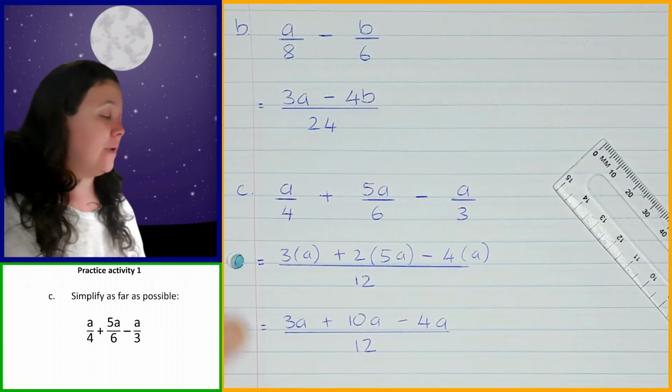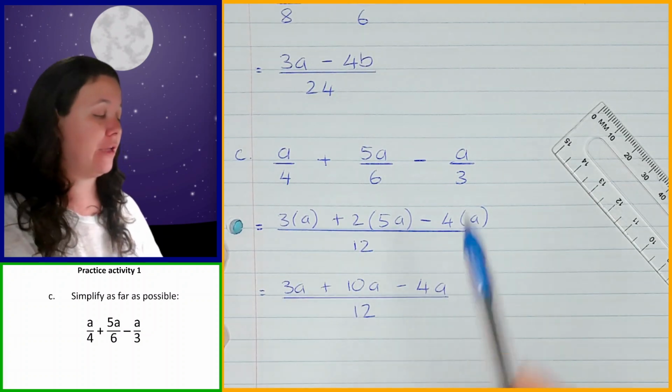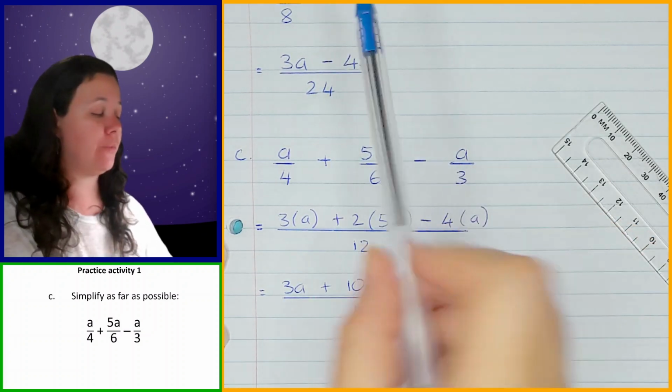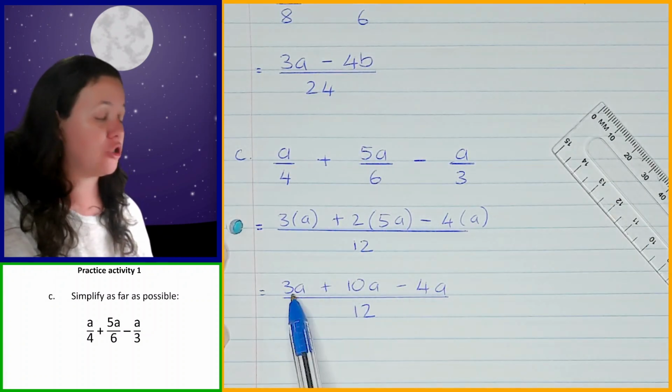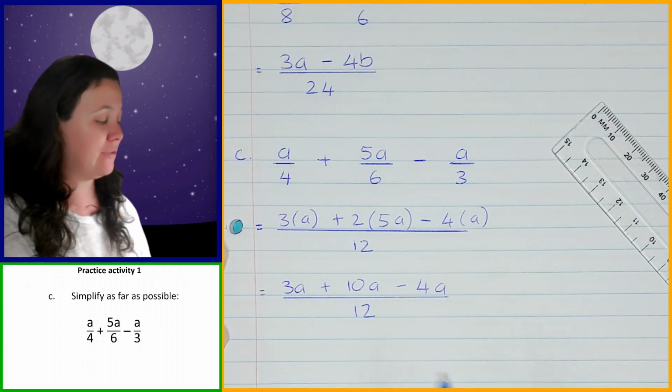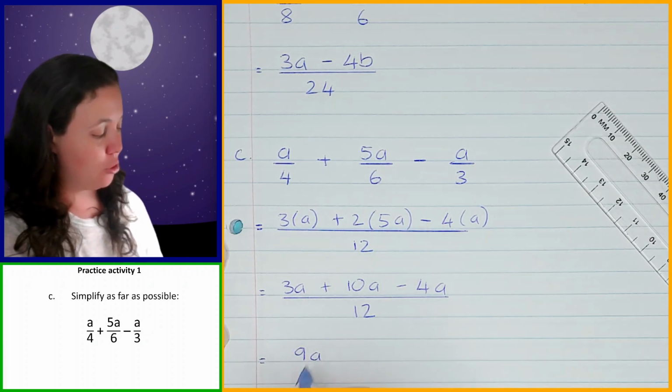Now in this particular example, I can simplify further. In the last two I couldn't, because those were not like terms. I couldn't combine them. But here I've got like terms. Now I can combine these. So 3a plus 10a minus 4a gives me 9a over 12.